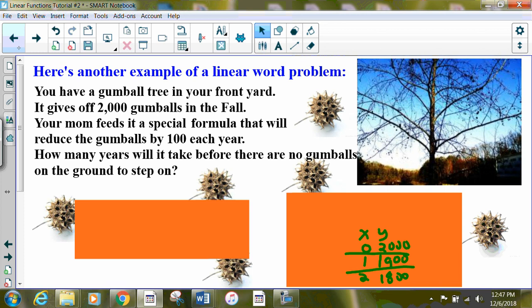Okay, so that's it. Just a real introduction to what linear equations look like, what linear word problems look like, and how to find the slope given the equation of the line.